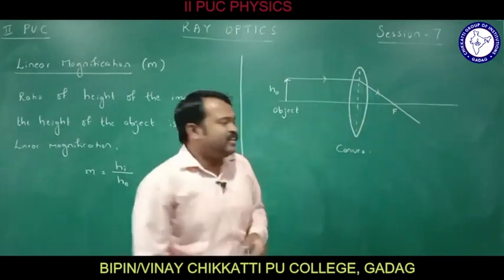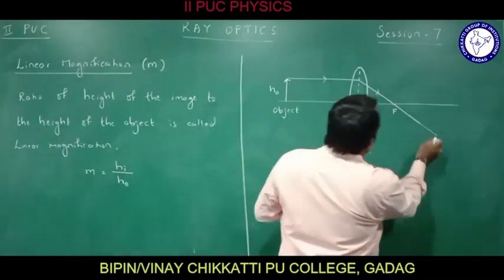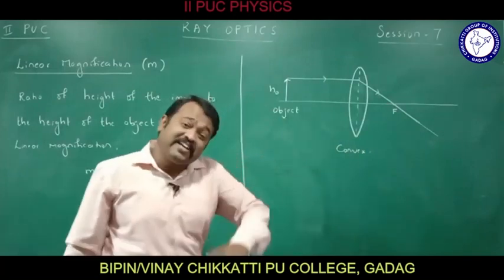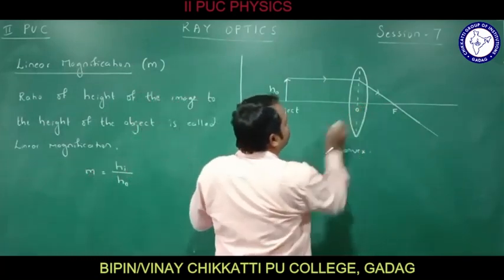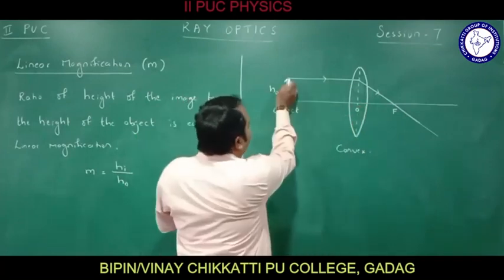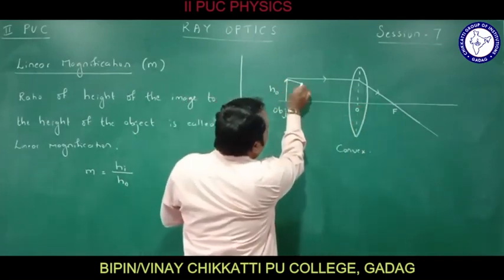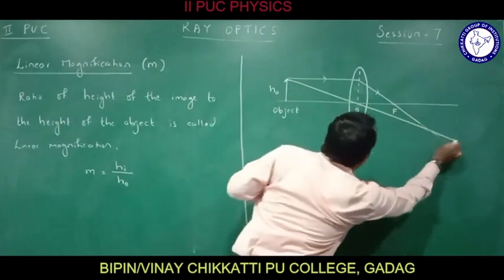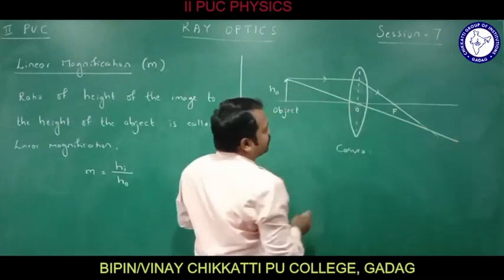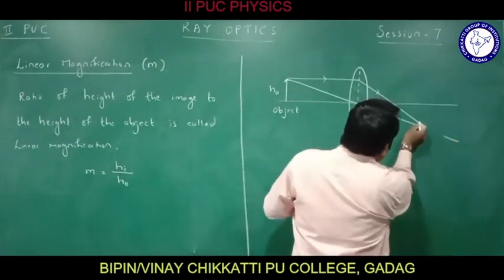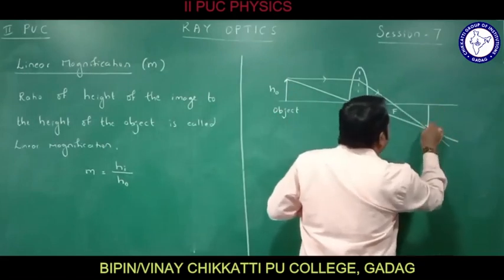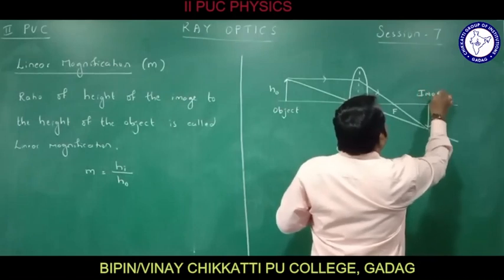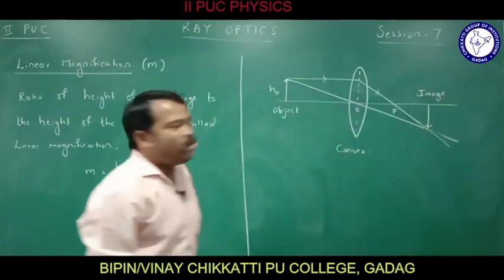Then how to find the image? We need to take a second ray which passes through the optic center. Where is the optic center? This is the optic center. The second ray we need to take in such a way that it passes through the optic center. Where do I get the image? This is the first ray, this is the second ray. They meet at this point, and this is the image of this object.